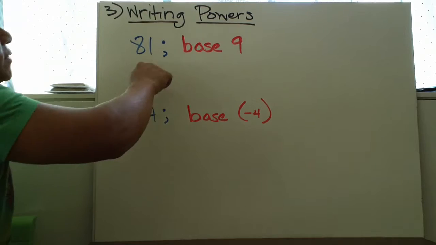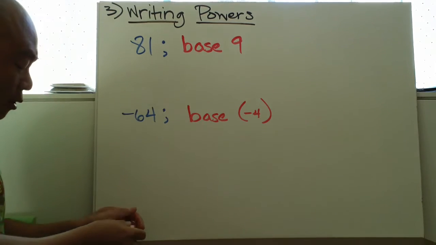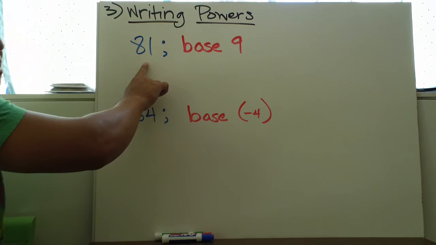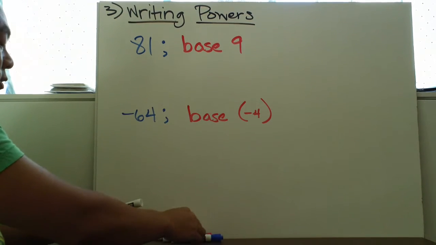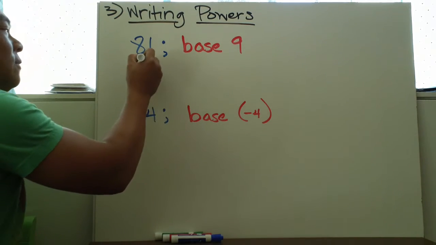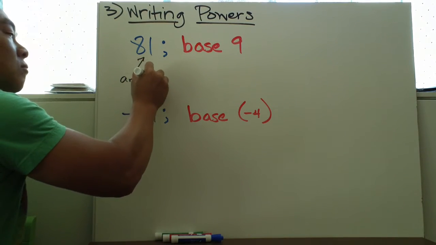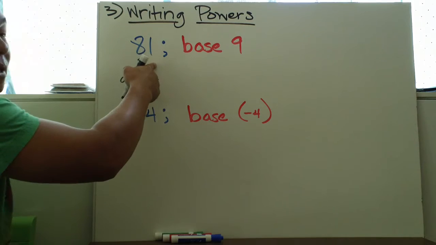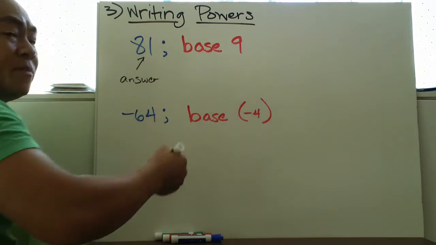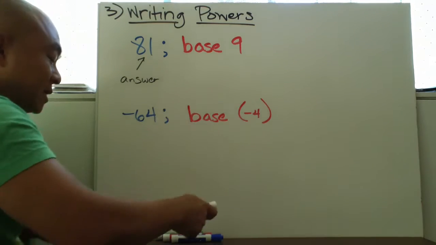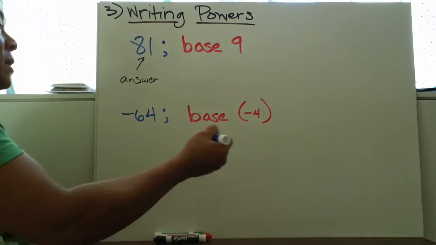Now, if we have something like this, it is called writing towers. So what you're going to do here is you're going to go ahead and look at this. This is actually your answer. So let's go and write this down. This is actually what they want, the answer. But they want you to show off this answer using a base of 9. So I want you to think about this. If I have a base of 9, so let's write my base of 9.